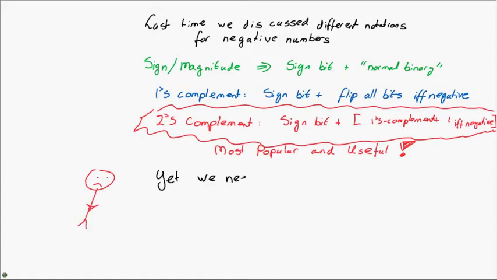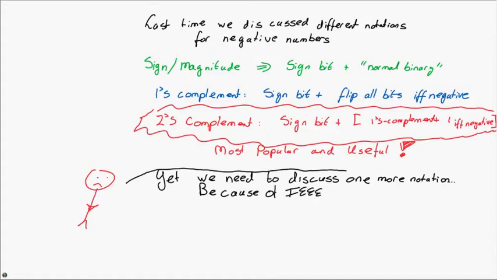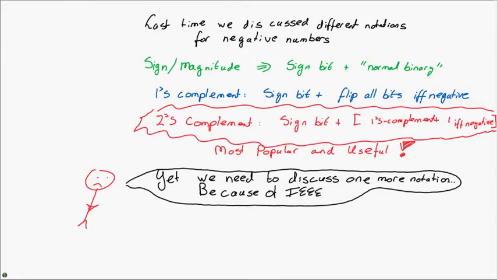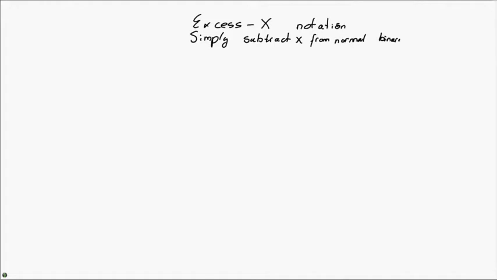Today, unfortunately, we need to discuss one more notation, because of an organization called IEEE. Even if you have not heard of this now, I can assure you, you will during the rest of your computer science careers. This last form of notation that we need to cover is the excess x notation. And, well, it's rather simple. We just have to subtract x from the normal binary to decimal conversion.